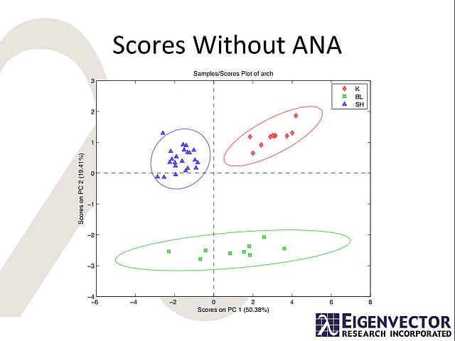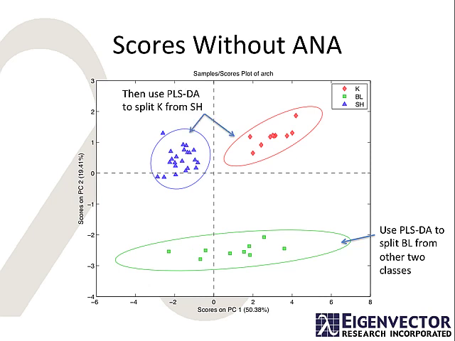Well, if we do PCA on just those other 3 classes, on the K, BL, and the SH, we see that once the ANs are out of the picture, we do get a very nice separation between the BLs, the green ones, and the other 2, the SHs and the K. So we're going to build a PLSDA model to split the BLs from the other 2 classes. And then finally, we'll build one more PLSDA model that splits the K class from the SHs. Excuse me, the K classes are the red ones and the SHs are the blue ones.